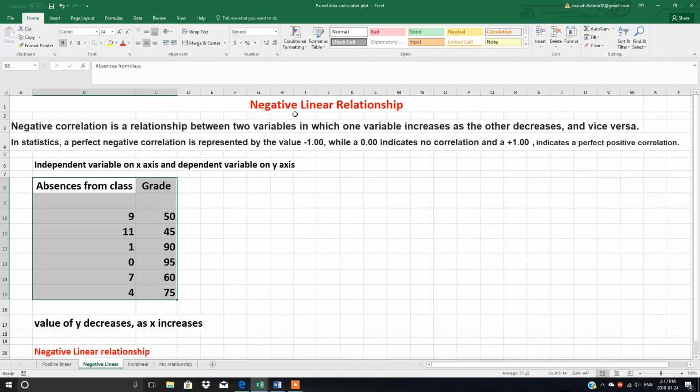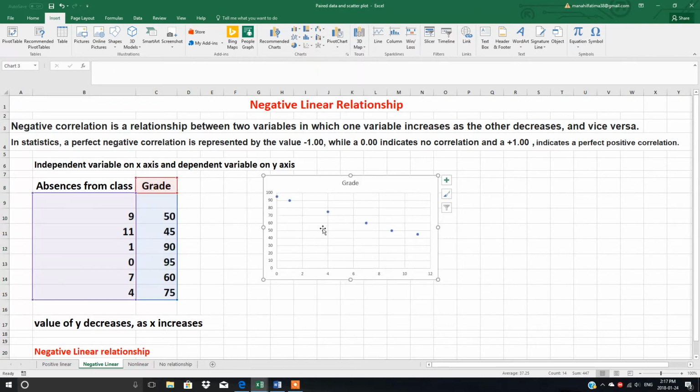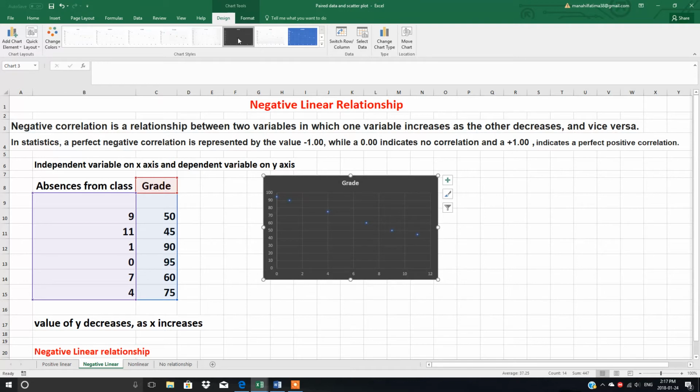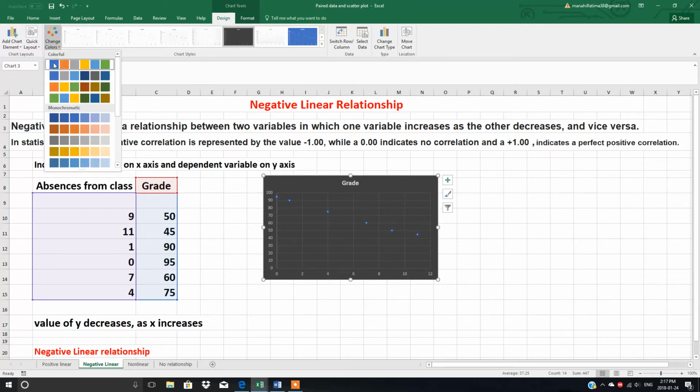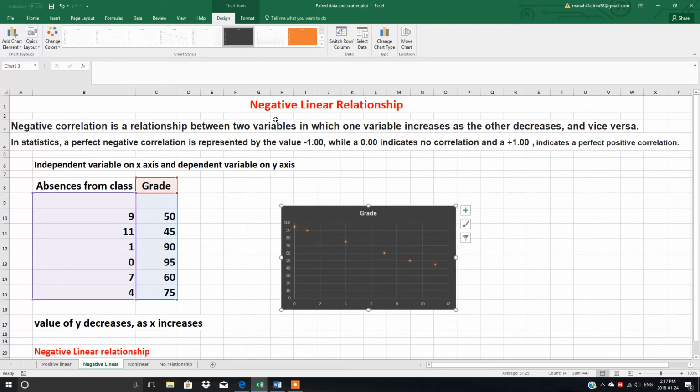So this is the negative linear relationship. If x increases, y decreases. I will show you here. Go to the insert. We will make the graph and see, this is going downwards. So it is the negative relationship. And again, same thing, you can change the color or whatever we have learned in slide number 1, you can do from here. But this is called the negative linear relationship. If one variable increases, the other decreases, and vice versa.